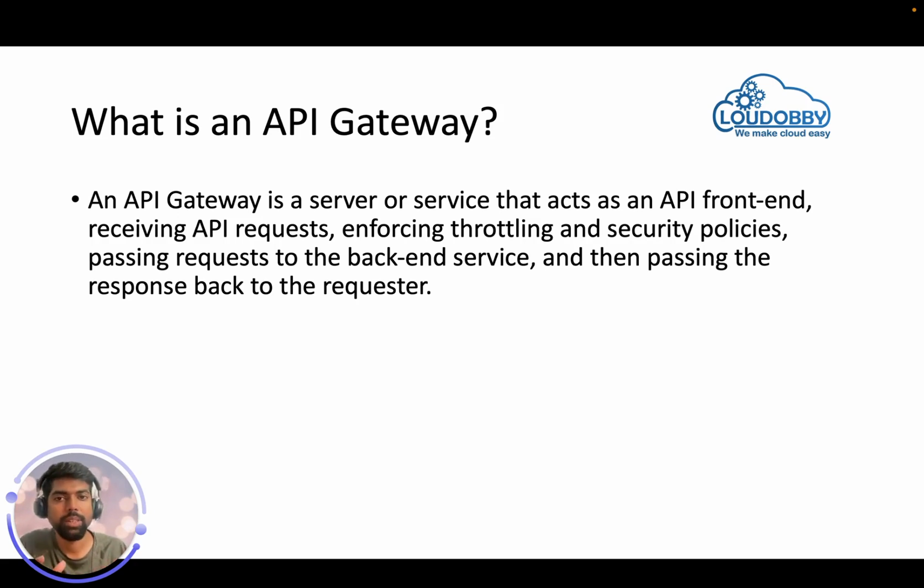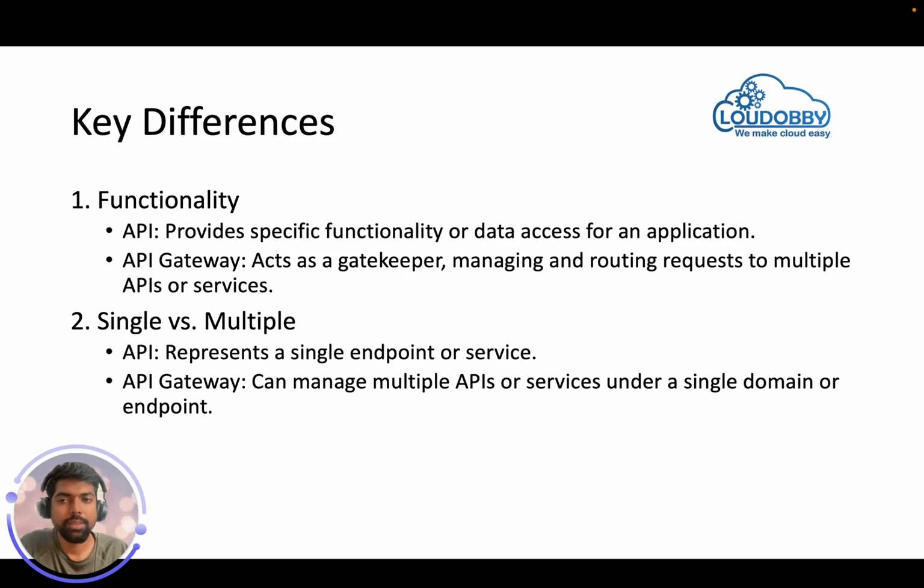API and API gateway are two different components. API is the actual interface of your application, and API gateway will act in front of your API to serve the request. The key differences in functionality are: API provides specific functionality or data access for your application. It provides access. API gateway acts as a gatekeeper, managing and routing your requests to multiple APIs or services. So as I said, it is a gatekeeper.